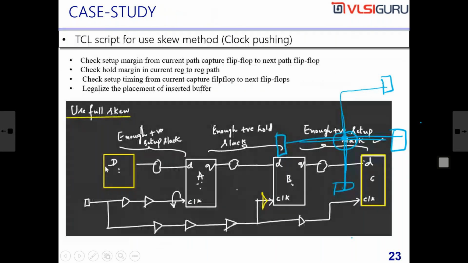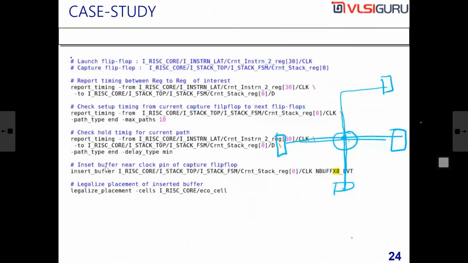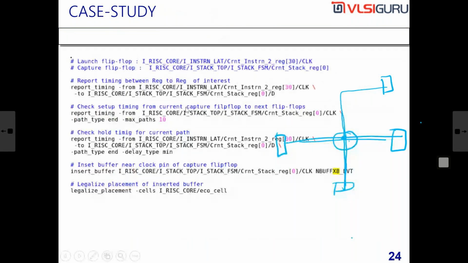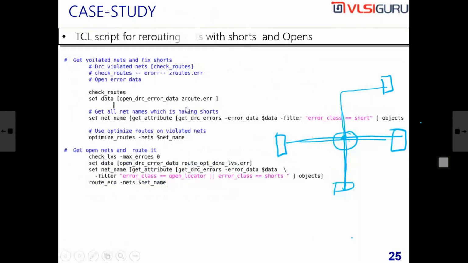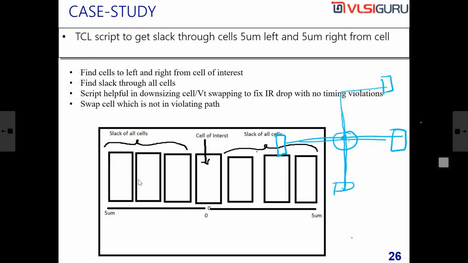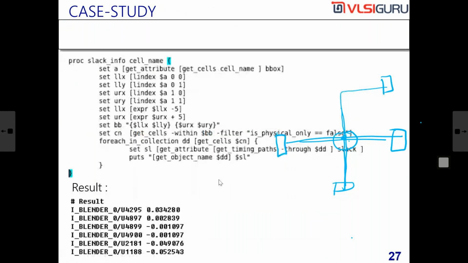So similarly, the useful skew method, right? How to do useful skew, how to fix setup violation by using the useful skew method. We have a TCL program for that. So this is to fix DRC violations, opens and shorts, a small TCL program. And this one is to get the slack through cells. So I have a cell here, 5 micrometers to the left, 5 micrometers to the right, find the cells, and find the slack through each cell. Right? So this is a TCL program.